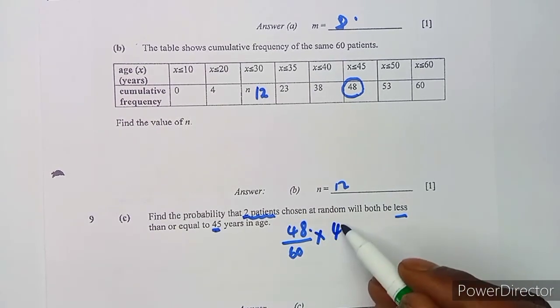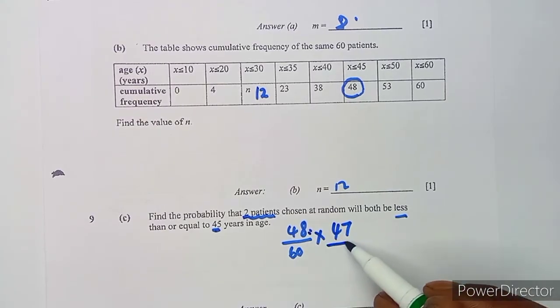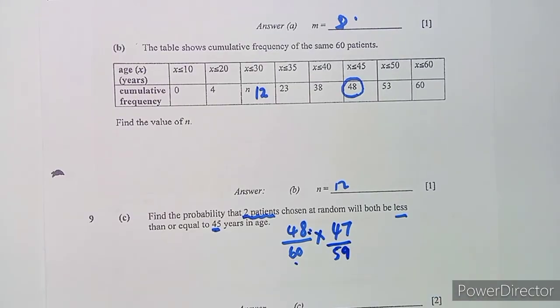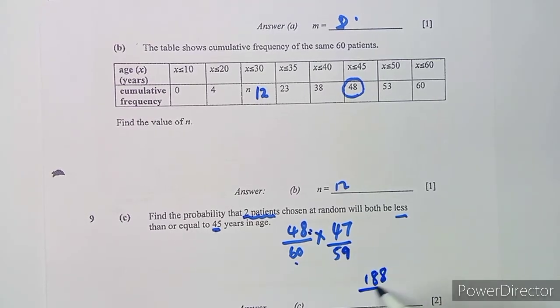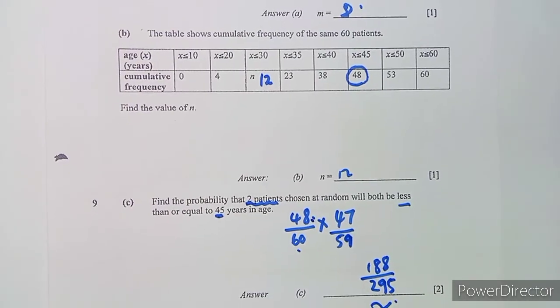So the second one is going to be 47, because they were 48. So now we are left with 47, and the total is now affected. We have taken 1 patient, who is no longer there. So that is what you're going to have. And if you simplify this, you're going to obtain 188 over 295. Okay, so this is how we work out probabilities, guys.